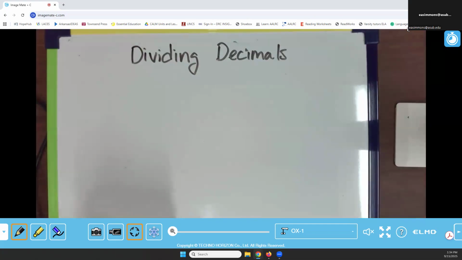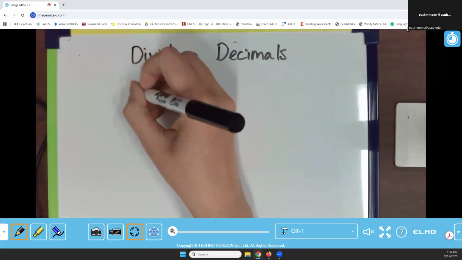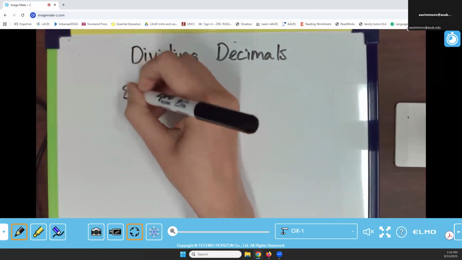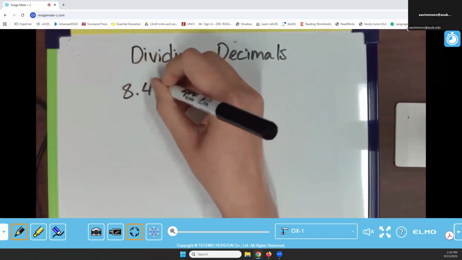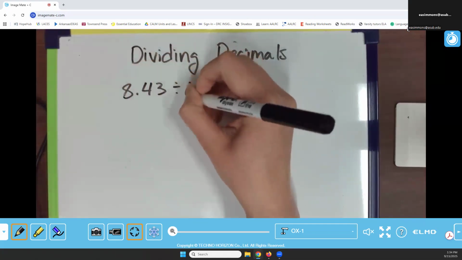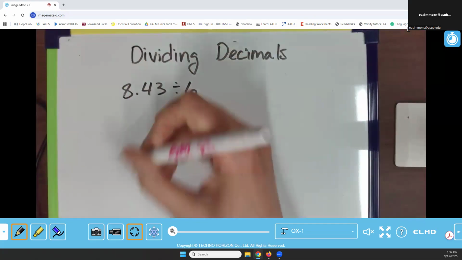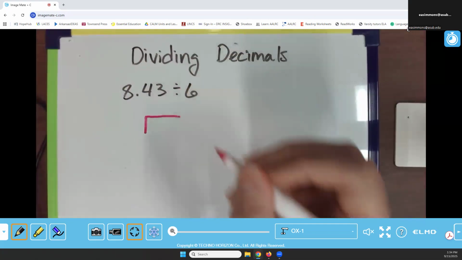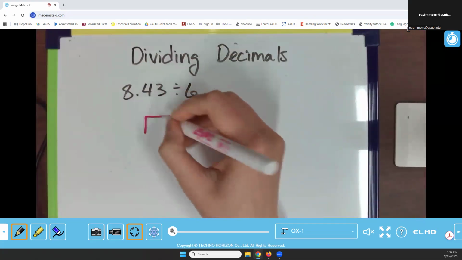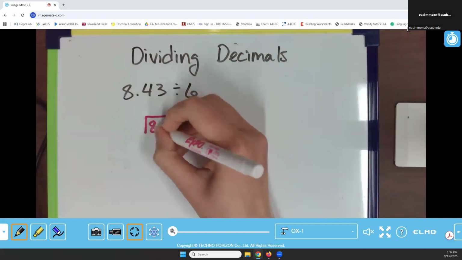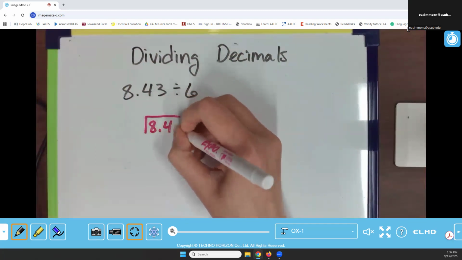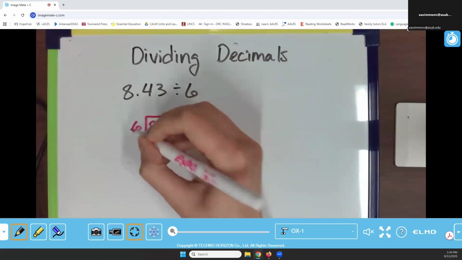We're going to start with 8.43 divided by 6. We want to set this up in a long division problem. So we're going to make our long division box. The 8.43 is going to go on the inside, and our 6 goes on the outside.